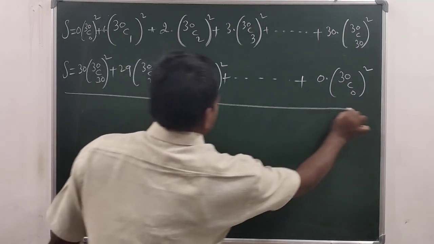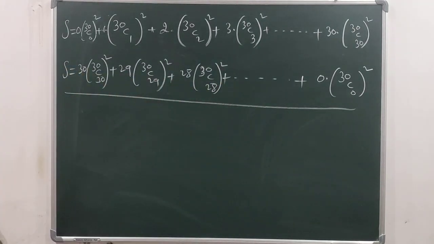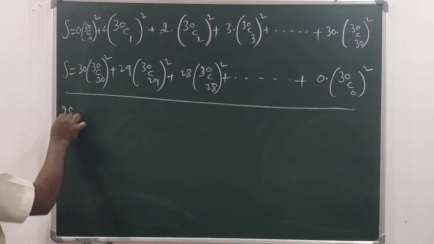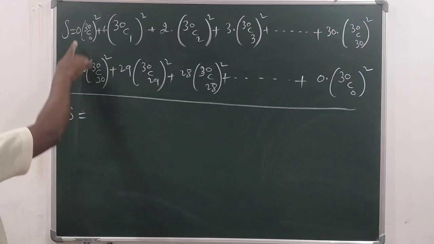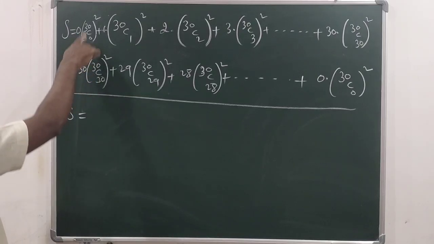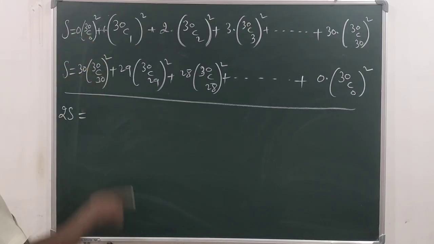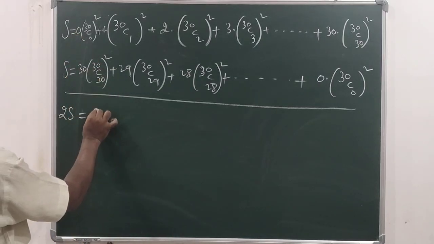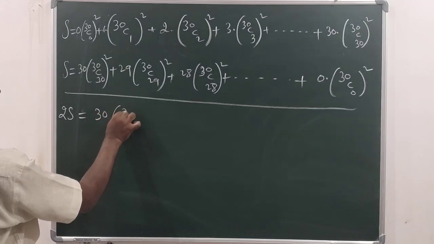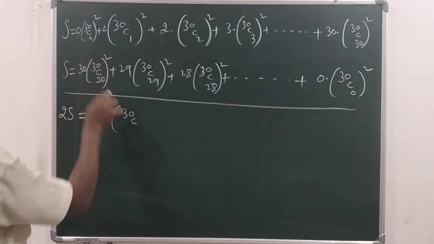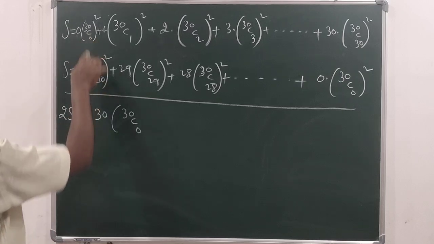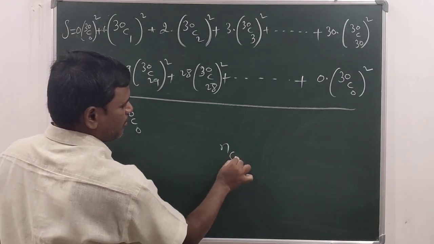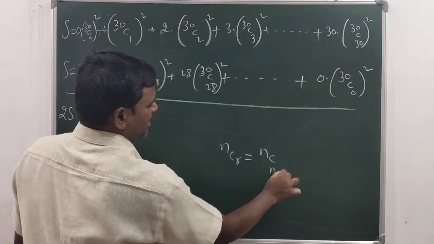Now I am going to add corresponding terms in both series. So here S plus S is 2S, and when you add these two, 30 plus 0 is 30, I am adding, students. So here 30C0 and 30C30 both will be equal to 1. So here 30 plus 0, 30 only will come. 30 into, in place of this 30C0 I would like to write, because both are equal. You know, nCr is equal to nC(n minus r).